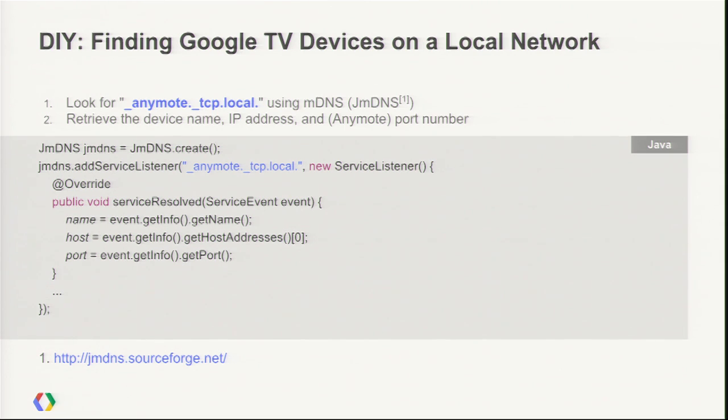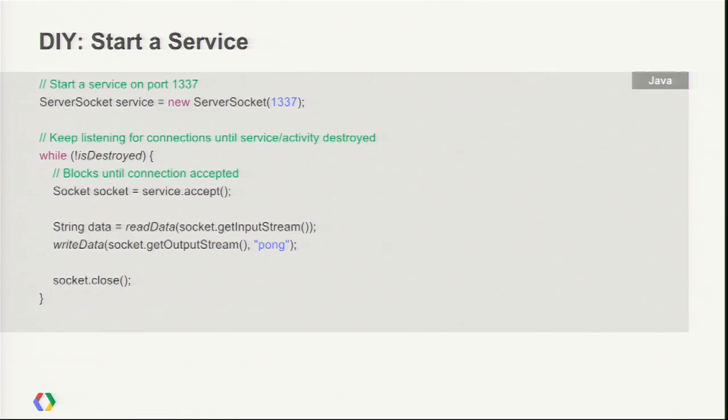The example code here is using the JMDNS library. We'd highly recommend that you use a library to do this, otherwise you have to build an MDNS client from scratch, which could be a lot of fun, but it could also be a lot of work. Starting a service on a device in the Android world, or in Java in general, you can rely on the java.net libraries. It's fairly straightforward to open up a server socket, bind it to a port, and start communication. Here we have an example where we're starting the server socket on port 1337.